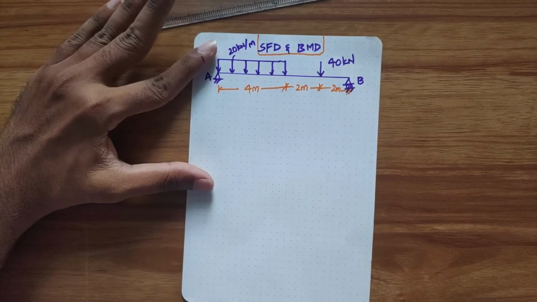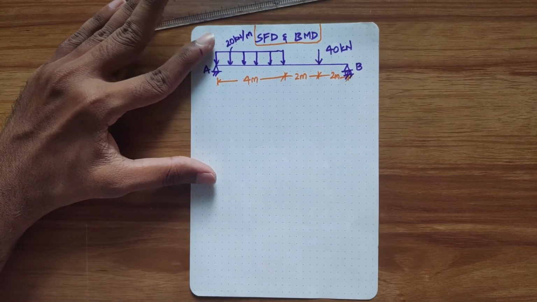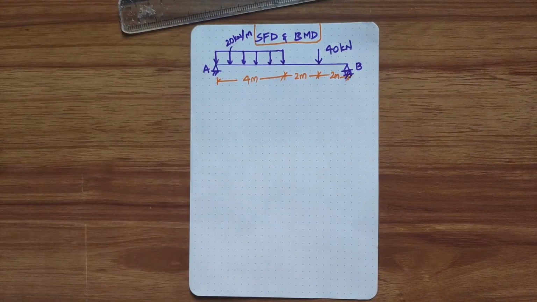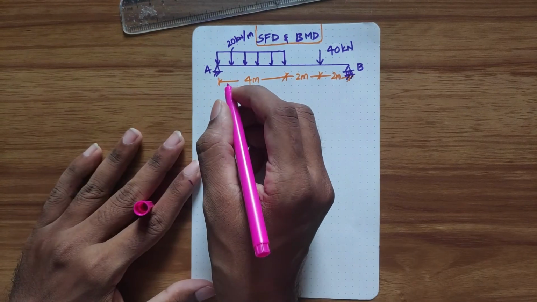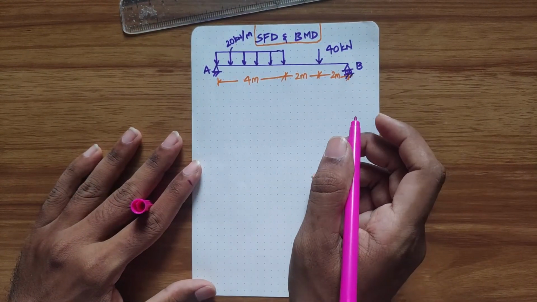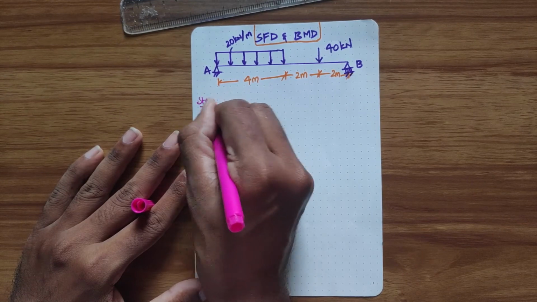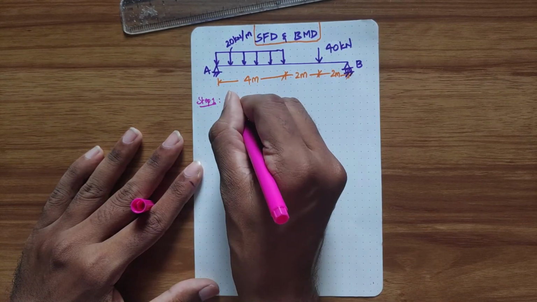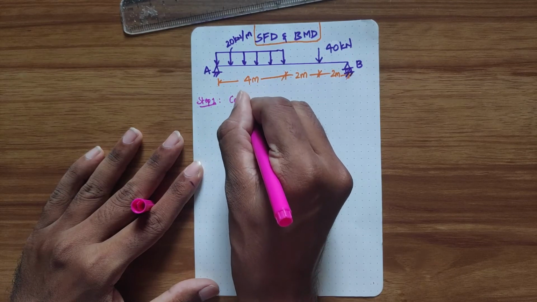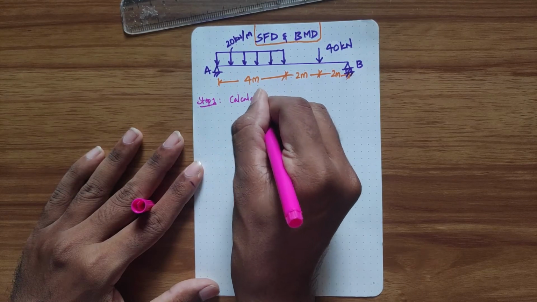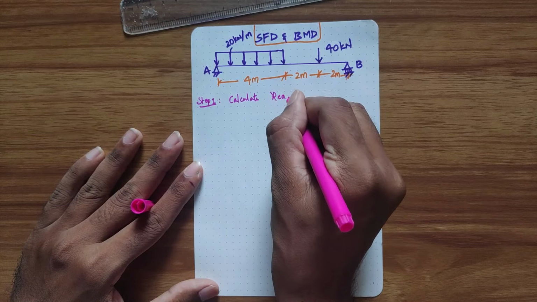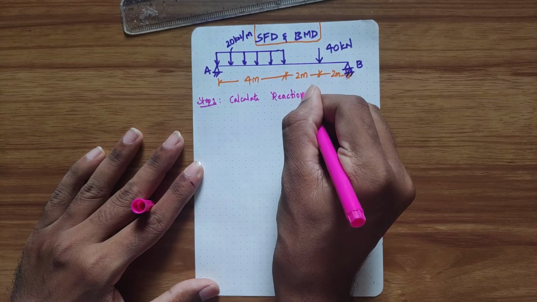Now let's solve this simple problem. Okay, so in order to solve this, there are very simple steps. So first step is to calculate the reactions. So how do we calculate reactions? By using equilibrium equations. So step 1, calculate reactions.